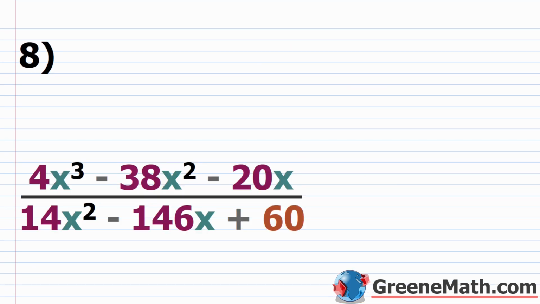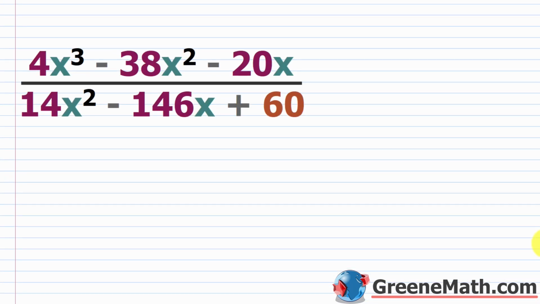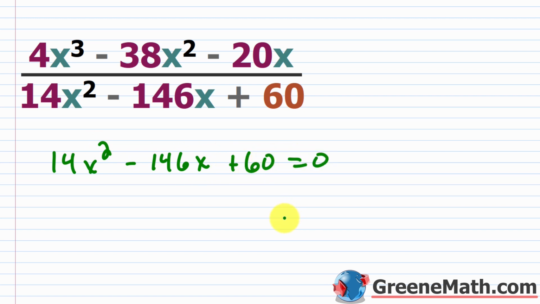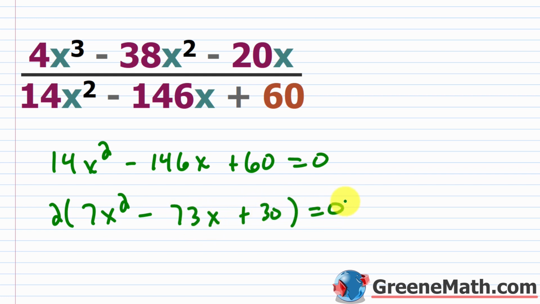All right, let's look at problem number 8. Scroll down a little bit. We have our 4x cubed minus 38x squared minus 20x over 14x squared minus 146x plus 60. So again, the denominator, 14x squared minus 146x plus 60, set that equal to 0. I know I can pull out a 2 here. So if I did that, I would have 7x squared minus 146 divided by 2 is 73, so 73x plus 30. Close that down, set that equal to 0.